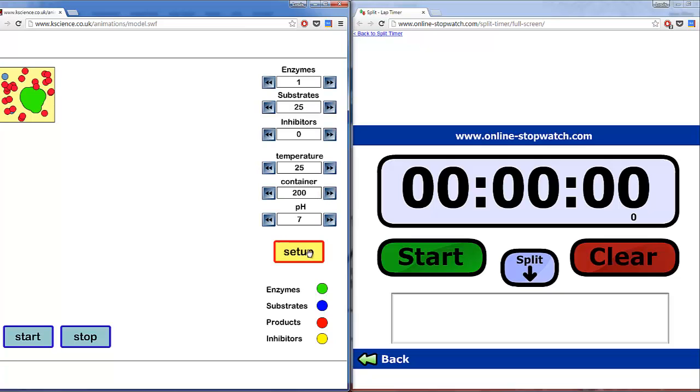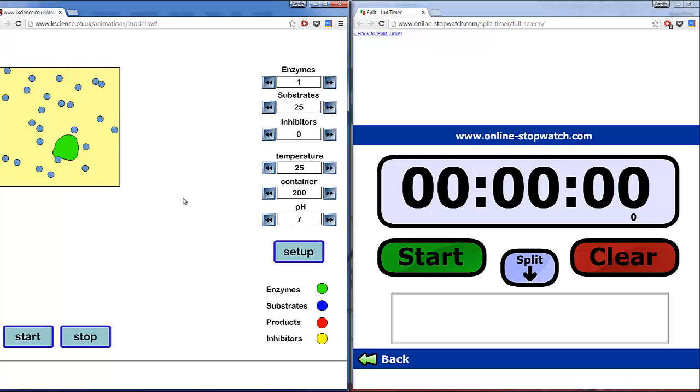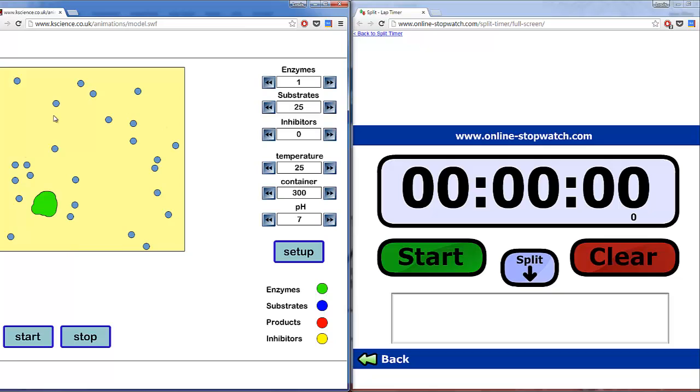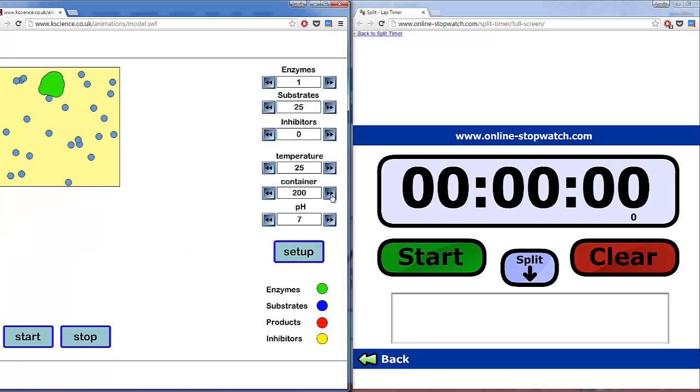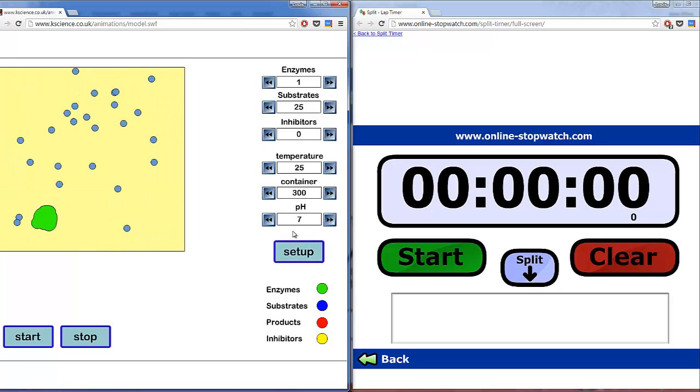Just by changing the container, you would not really get much idea, because you actually change the concentration of enzyme and substrate at the same time. So usually I would just keep it fixed. But of course, you know that if you make the container smaller, the reaction will be faster as well.